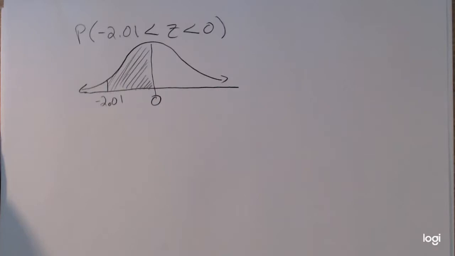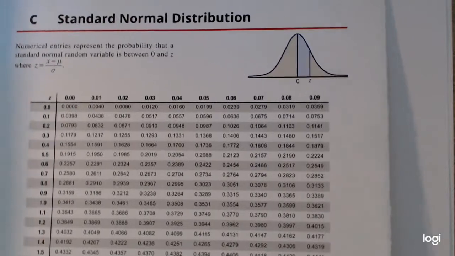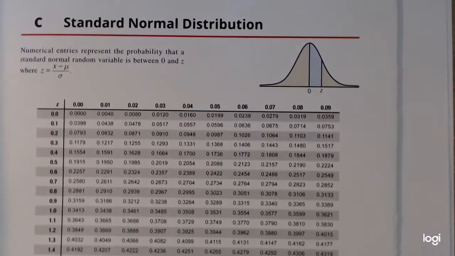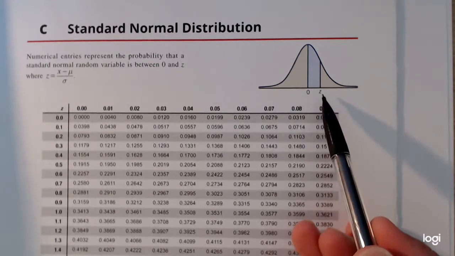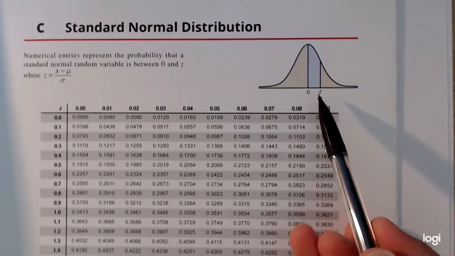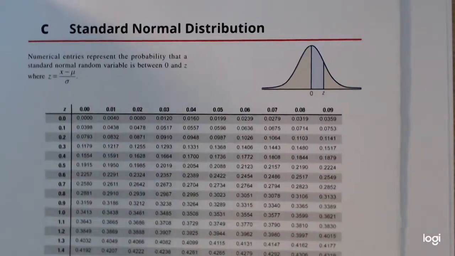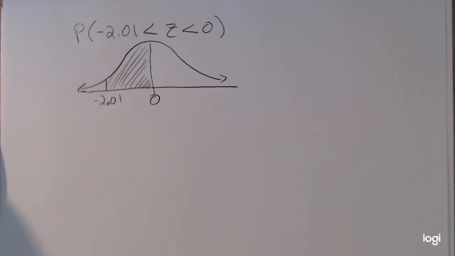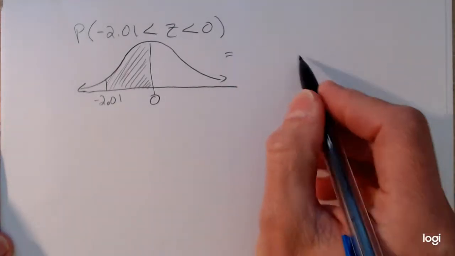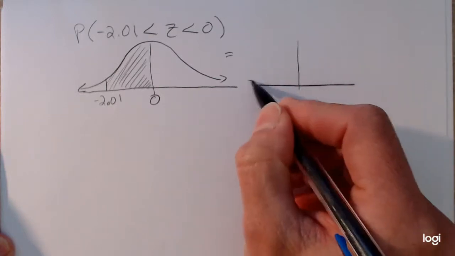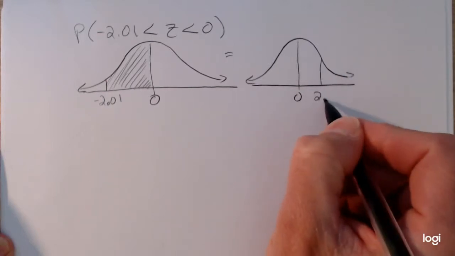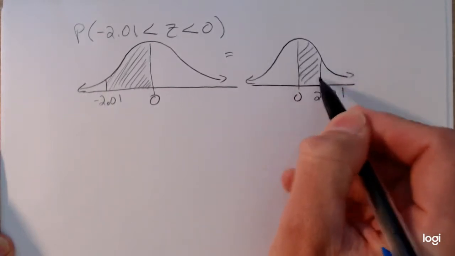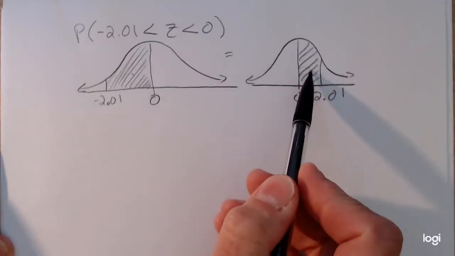Now, the first way to do this is using a 0 to z table. Some textbooks have this version and some don't. It reads the upper half of the table from 0 to positive z. But one thing to recognize is the fact that the standard normal distribution is symmetric. So this is going to be equal to the area from 0 to positive 2.01. Okay, so shading that, these two areas are going to be equivalent.